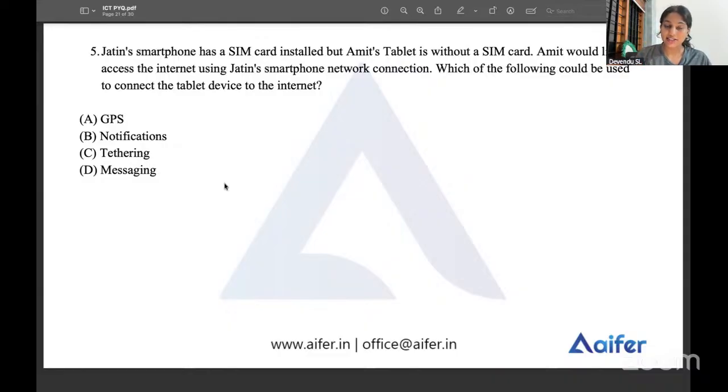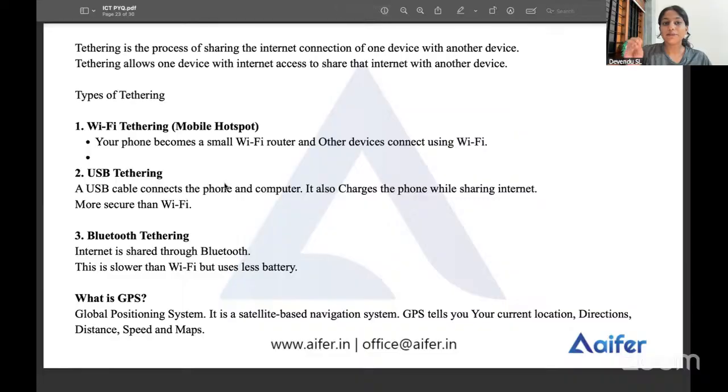Here the question is the same: Amit's tablet is without a SIM card, and Amit would like to access the internet using Jatin's smartphone network connection. So the connection can be made through tethering. Tethering is the process of getting internet using hotspot. So the correct answer is C. Tethering is the process of sharing the internet connection of one device with another device. Tethering allows one device with internet access to share that internet with another device.